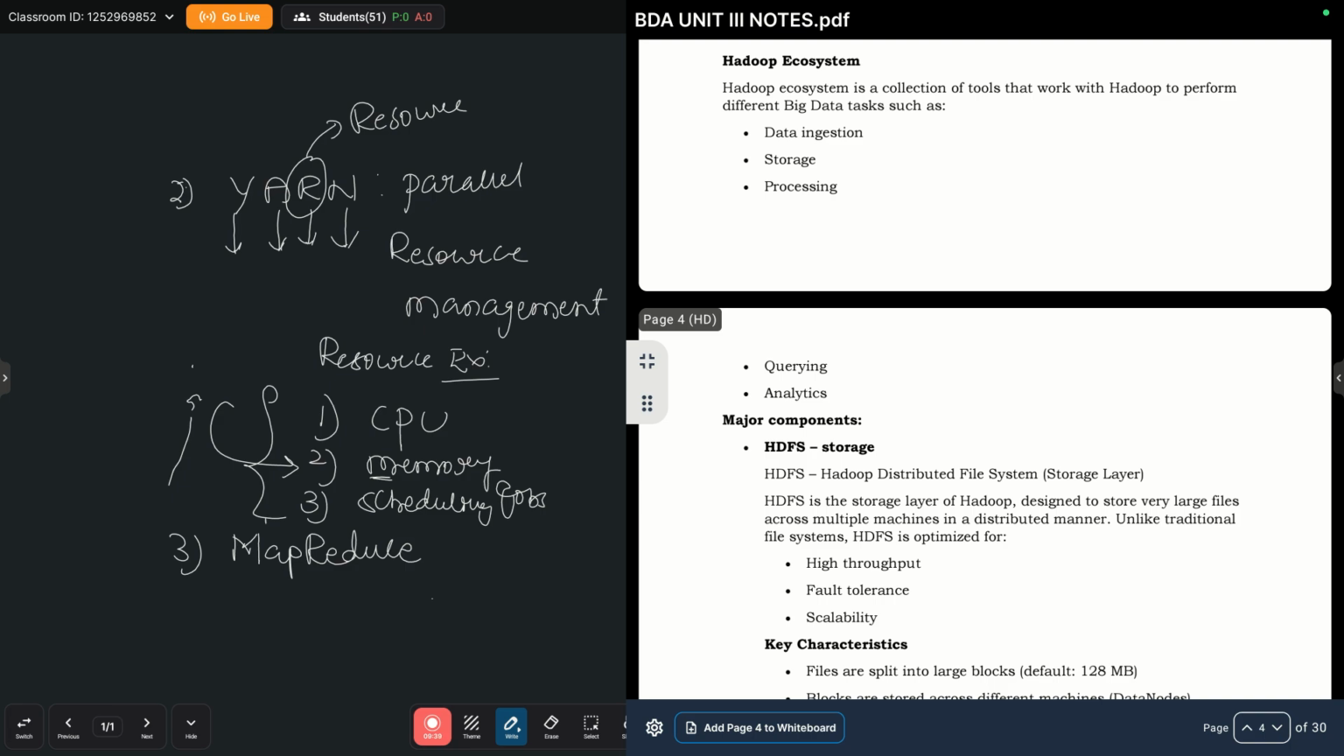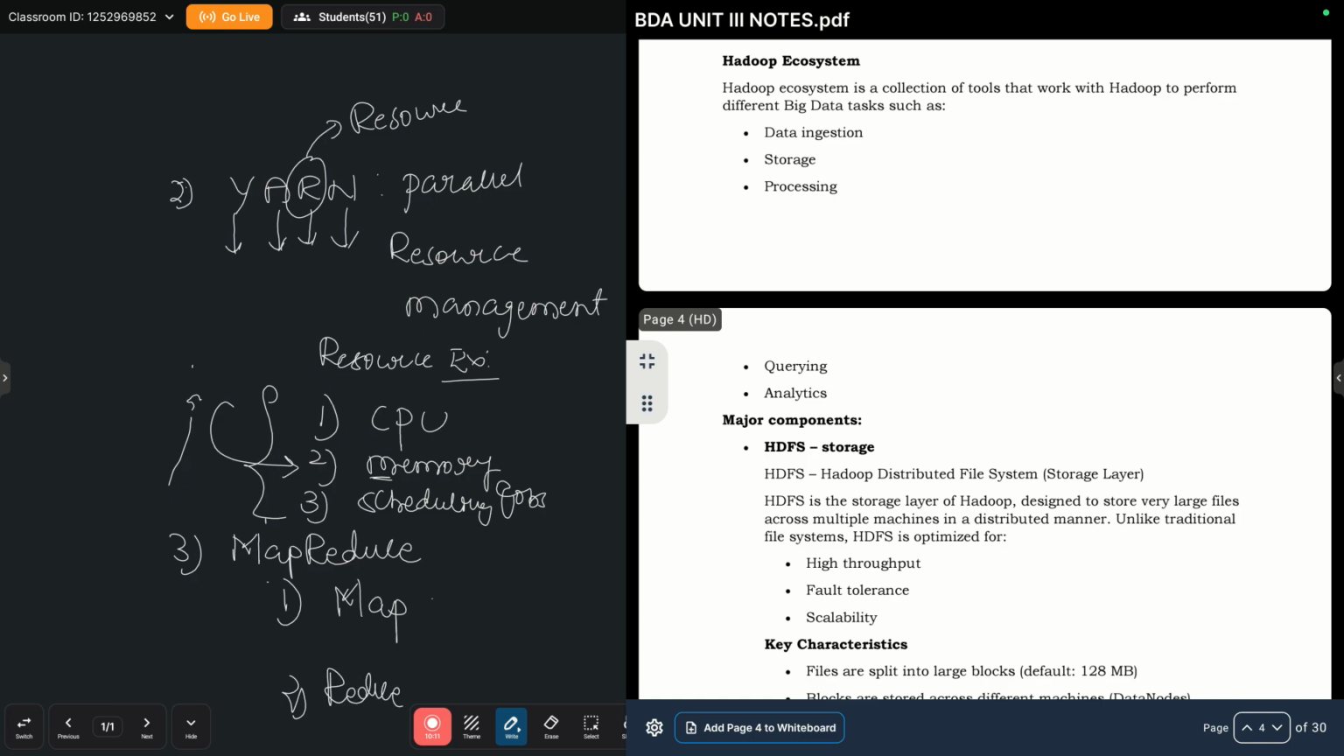Okay, so because Hadoop is used to store the data in a distributed manner and process the data in a distributed manner. So for storing we are using HDFS. Okay, so for processing we are using MapReduce. So what are the phases of MapReduce? Right, so map phase and reduce phase. Map and reduce.